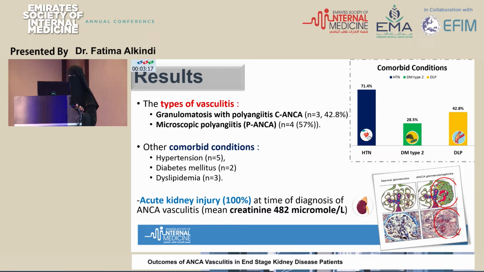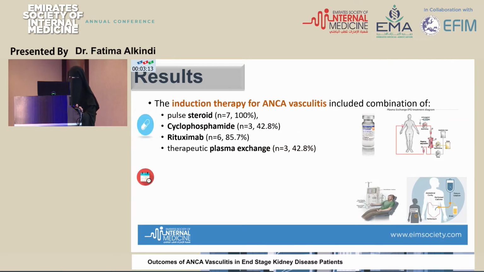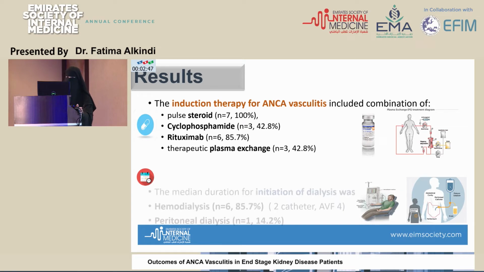And the biopsy was done of them, which showed crescentic, post-immune crescentic glomerulonephritis. In terms of the induction therapy for our cohort, all the patients received steroids, and the majority received rituximab, around 85%. Patients with severe pulmonary hemorrhage or pulmonary renal involvement required induction with cyclophosphamide, again, with sometimes plasma exchange in 42% of cases.